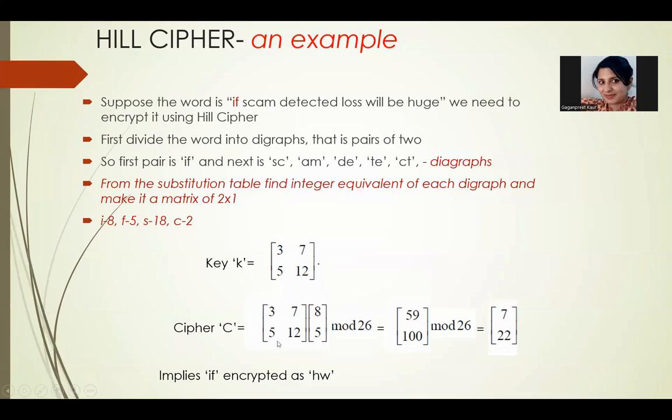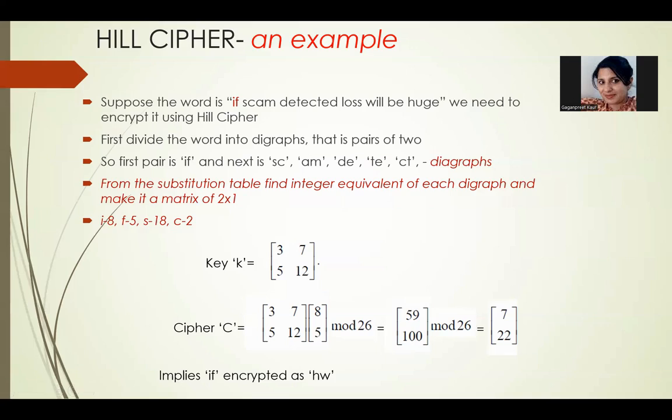So my cipher would be simple matrix multiplication of this key with the vector of this character, that is 8 and 5, my first digraph, and modulo 26. So if I multiply, it would be 3 into 8 plus 7 into 5, which gives me 59. And then 5 into 8, 40, plus 12 into 5, that is 60, 100. Now when I divide it by mod 26, the remainder I get is, for 59, I get 7. And for 100, I get the remainder 22.